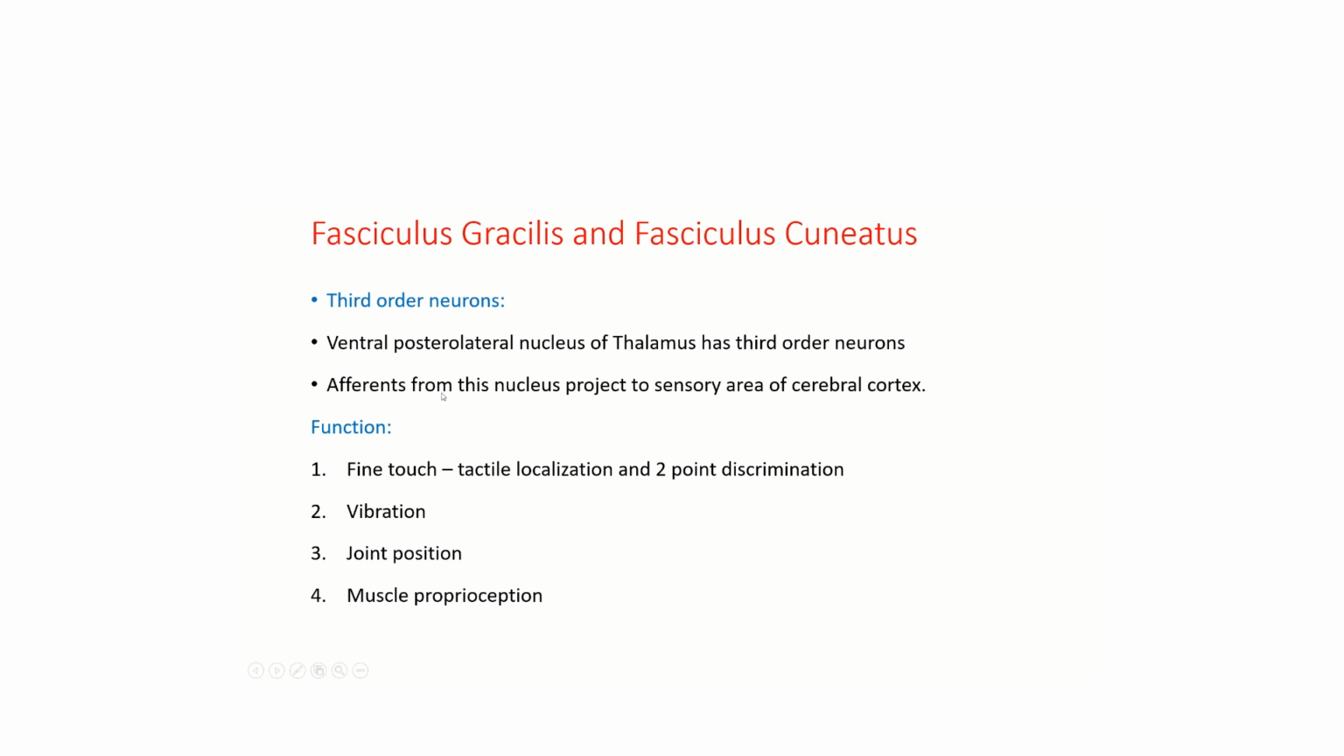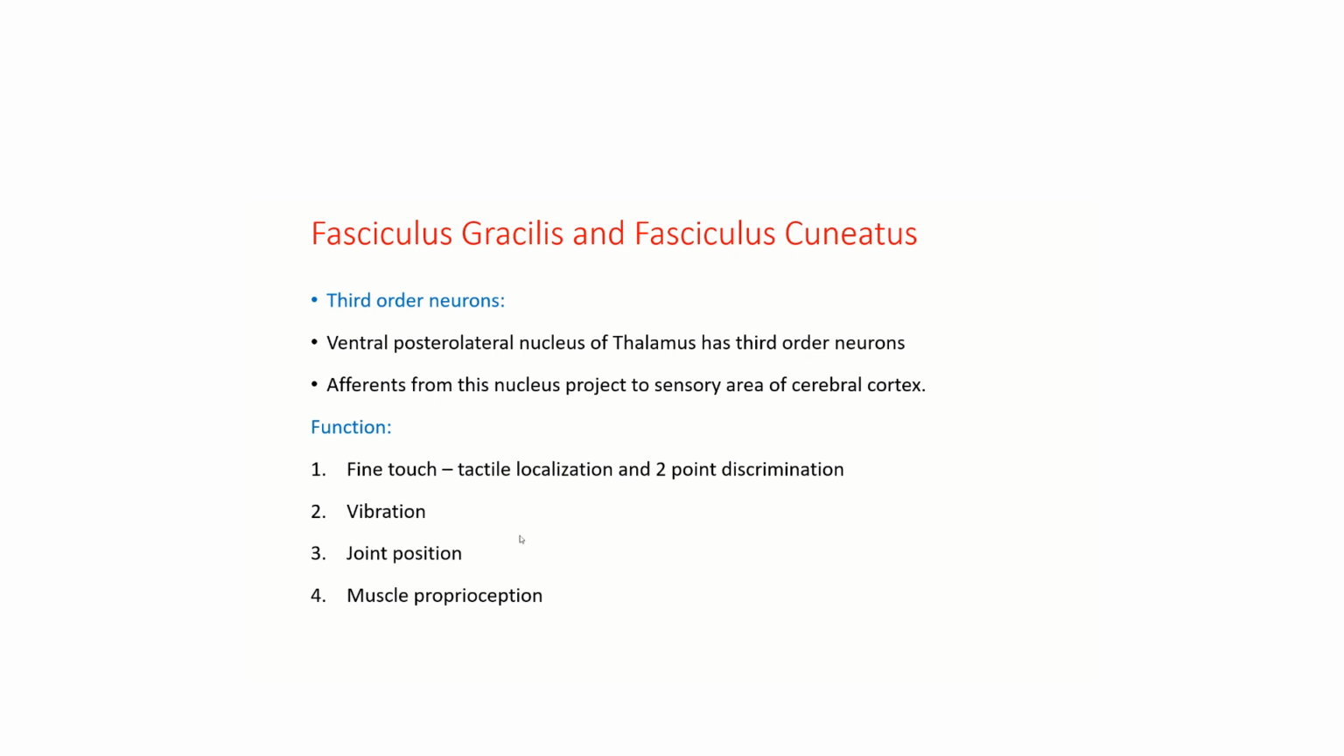Then the third order neurons are in the ventral posterolateral nucleus of thalamus. The afferents from this nucleus will project to the sensory area of the cerebral cortex. So as you can see, the functions of this dorsal column pathway are fine touch, in which we are going to differentiate the tactile localization and 2-point discrimination. These are the two important special functions of this dorsal column pathway.